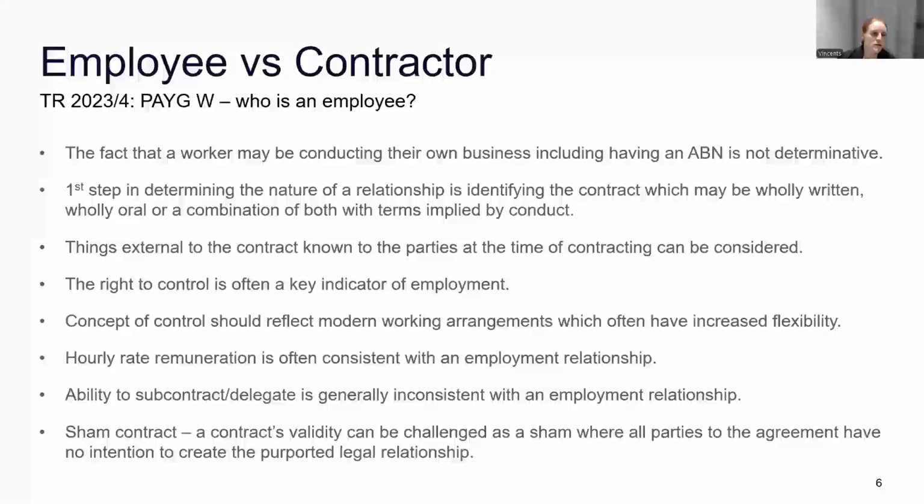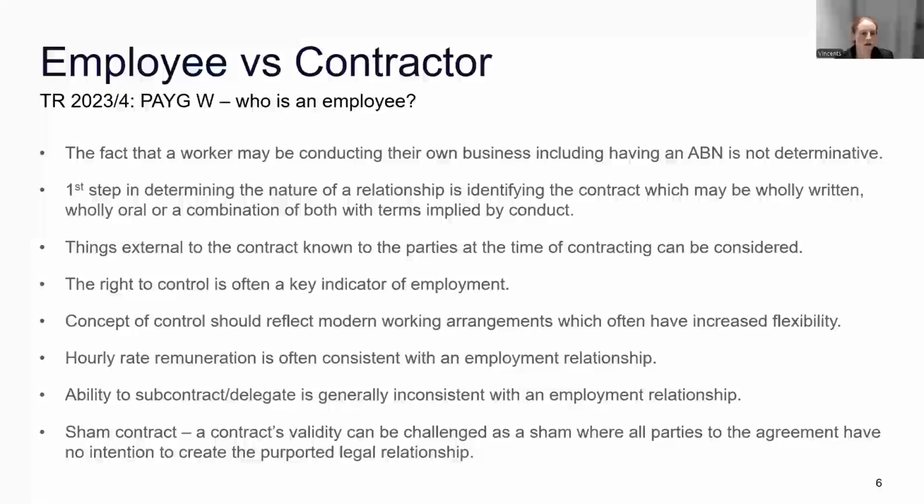The ruling also states that the hourly remuneration is often consistent with an employment relationship. So if you're paid by the hour, that is also an indicator that it's an employee, not a contractor relationship. And also the ability to subcontract and delegate is generally inconsistent with an employment relationship. So there was a case on that last year, I think it was with a university lecturer, where they had a right to delegate. There are a lot of other factors that pointed towards it being an employment relationship, but the fact that they had the right to delegate and subcontract made it a contractor relationship.